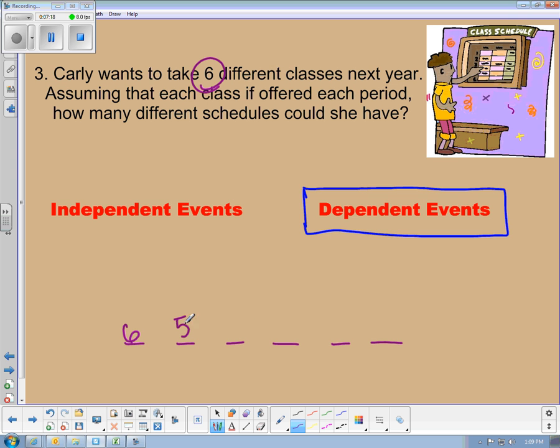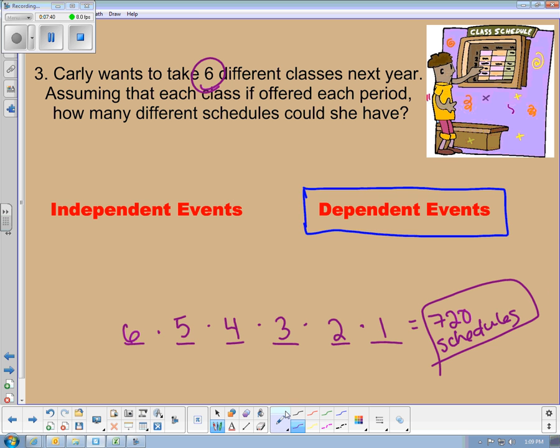Then once she assigns that one, now there's only 4 choices for the third hour. Then only 3, then only 2, then only 1. That is what we would multiply to get the number of choices. When I multiply that out, I end up with 720 possible schedules. Okay, so this time using the fundamental counting principle, my events were dependent. So I had to consider what that did to the next event and what that did to the next event and what that did to the next event.